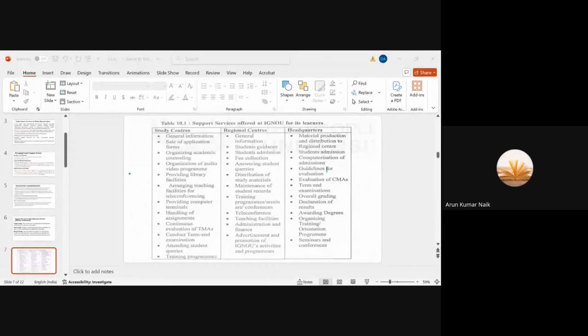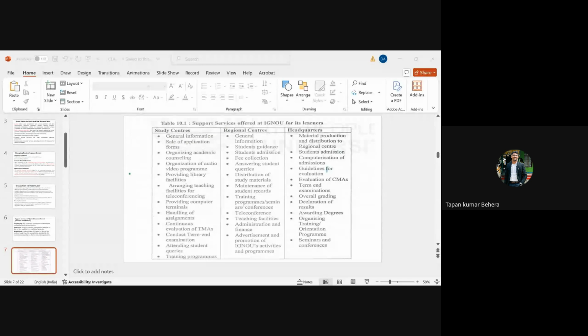Then study material. Study material is supplied by headquarters, but there is a middleman's role of the regional center. If you are lodging any complaint, they can try to solve it. Certificate provided. Yes, organizing convocation and giving the certificates to the students. Very good.